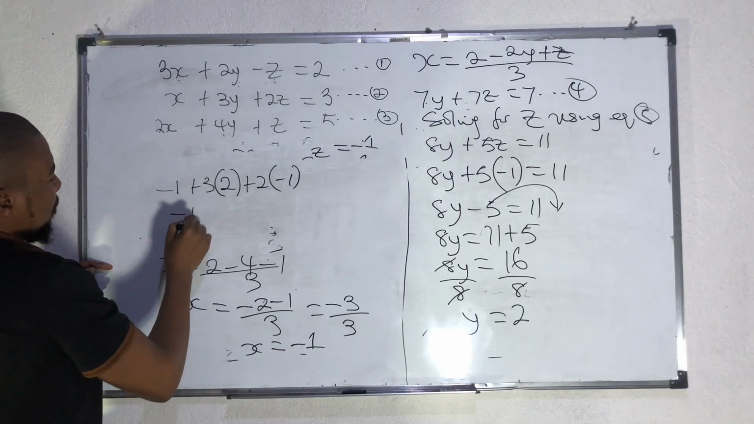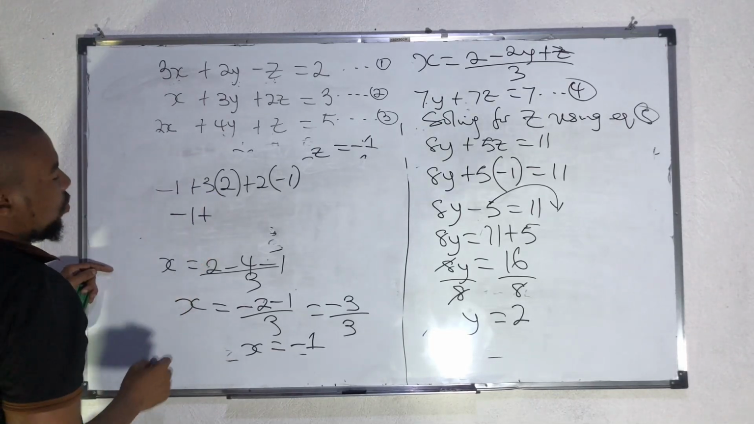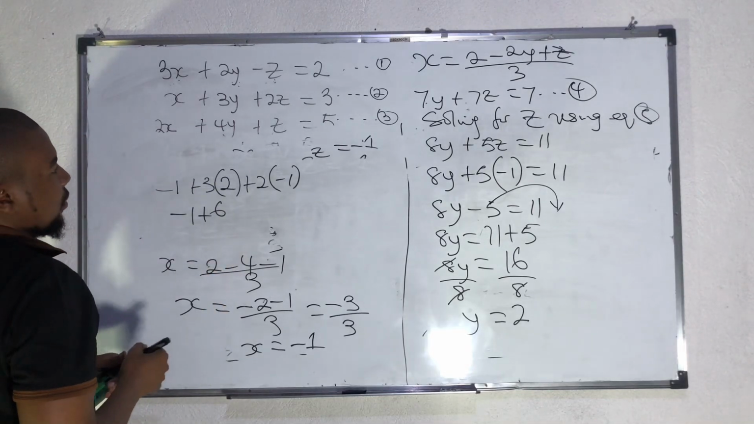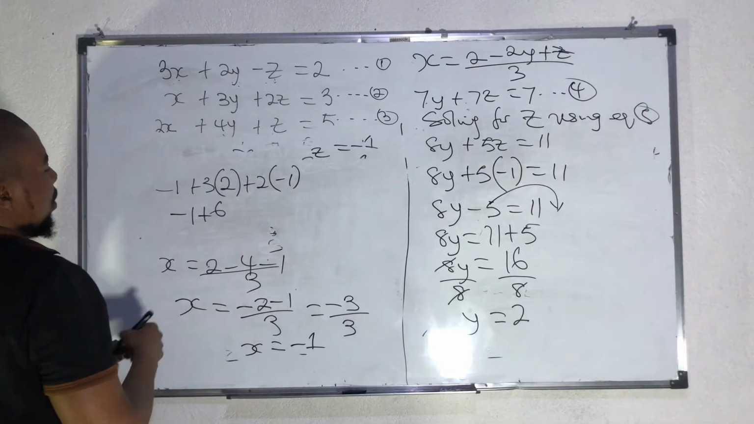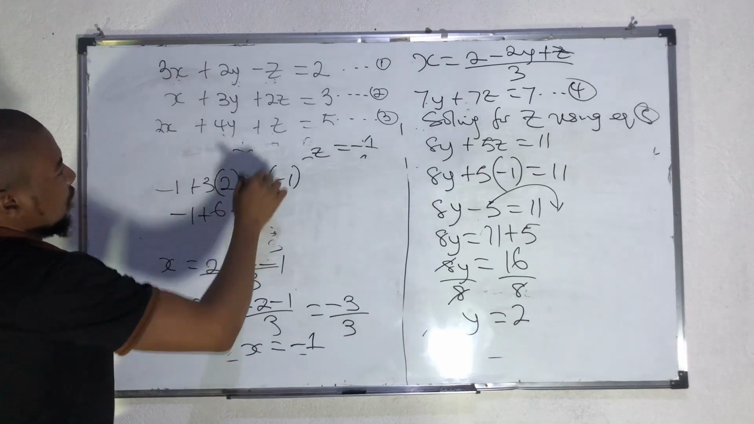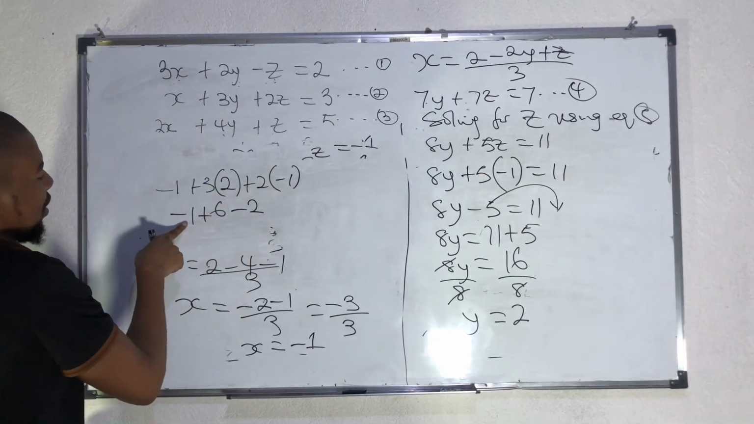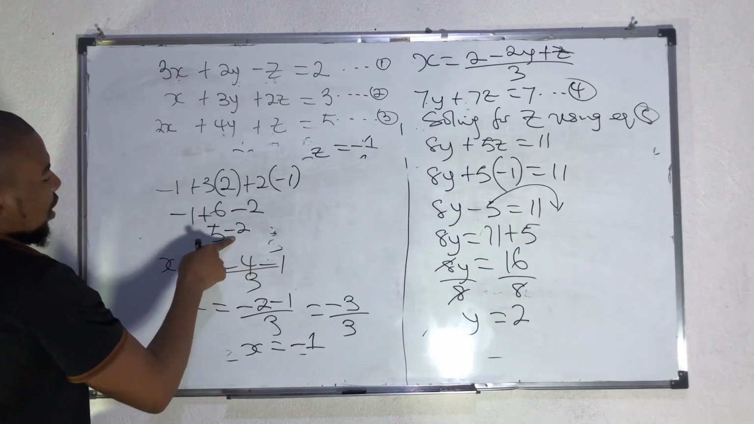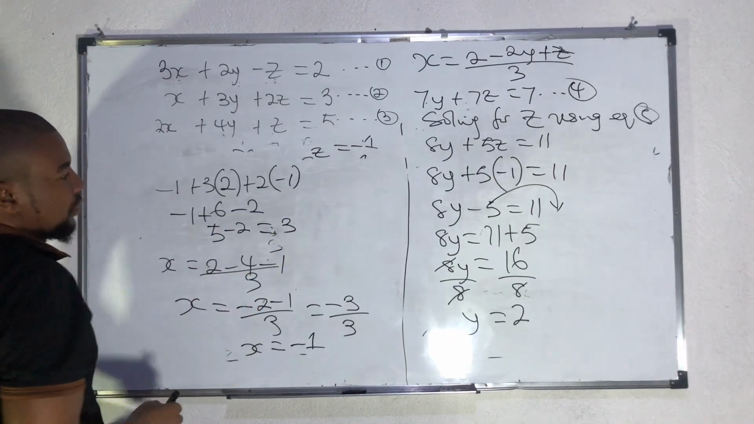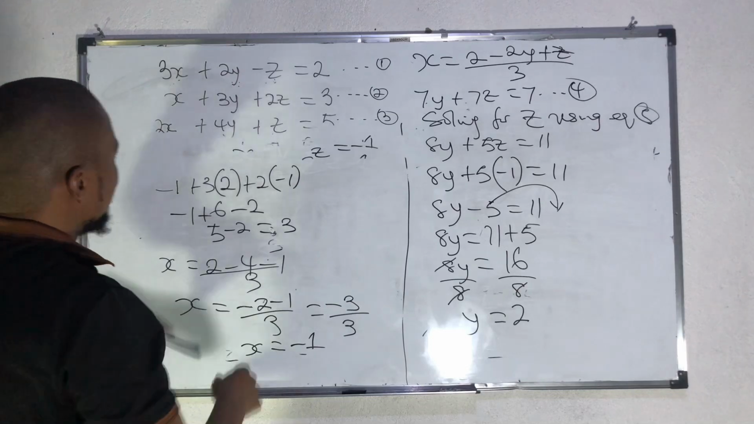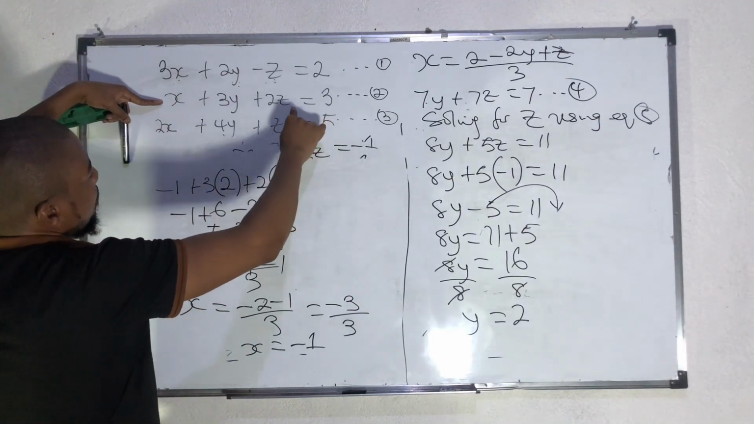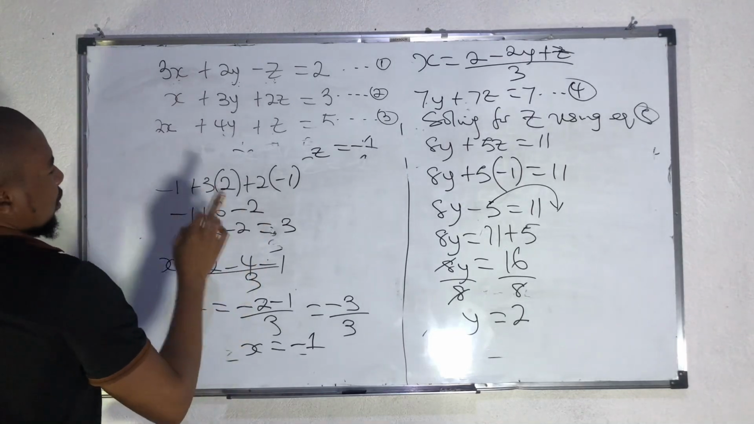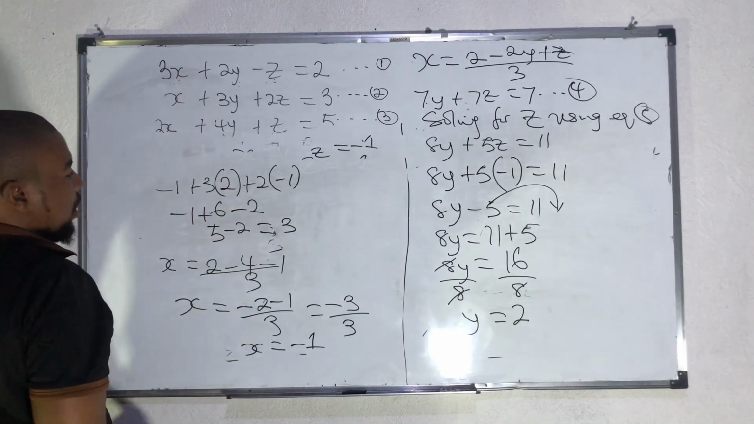Here we have negative 1 plus 3 times 2, which will give us a 6. 2 times negative 1 will give us a negative 2. We want to see if it's equal to 3. Here we have negative 1 plus 6, which will give us a 5, minus 2. 5 minus 2 is equal to 3. You've seen that when we plugged in the values of x, y, and z into equation 2, we got the other side. So it means that we are actually correct.